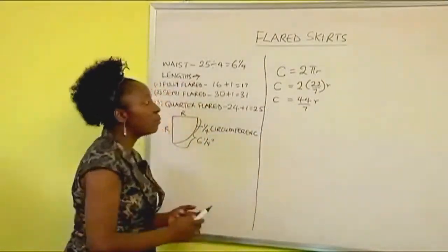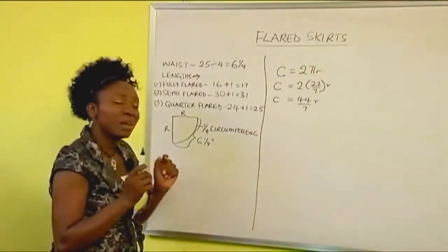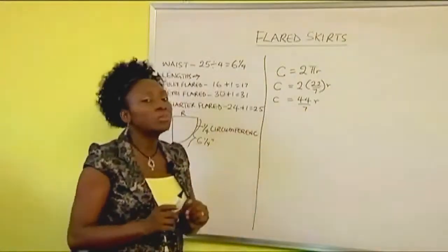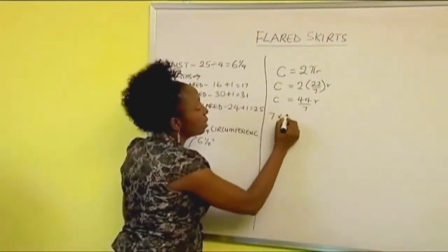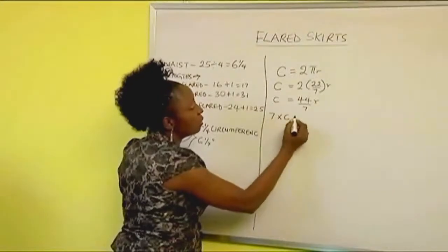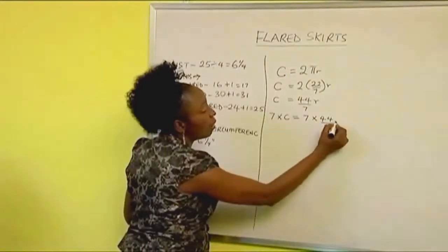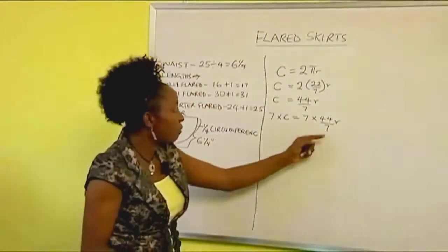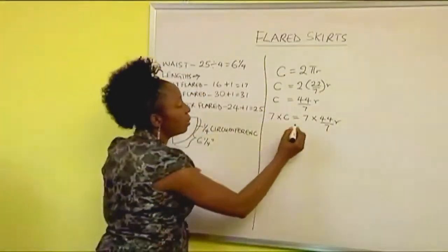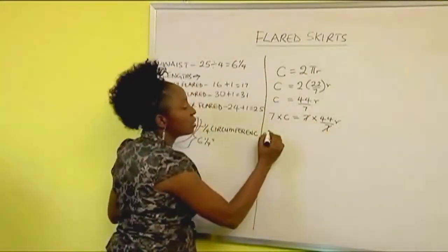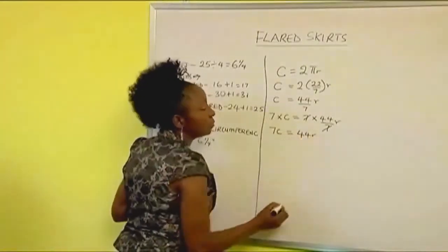Now, after I've done this, I'm going to multiply both sides by 7, because I'm trying to see how I'm going to make r the subject of the formula. So I'll take my 7, and I multiply C with 7, and that will give me 7 times 44/7 r. In mathematics, once you have this, 7 will cross 7 out, so you cross those out. So when you cross that out, what you're left with is 7C equals 44r.